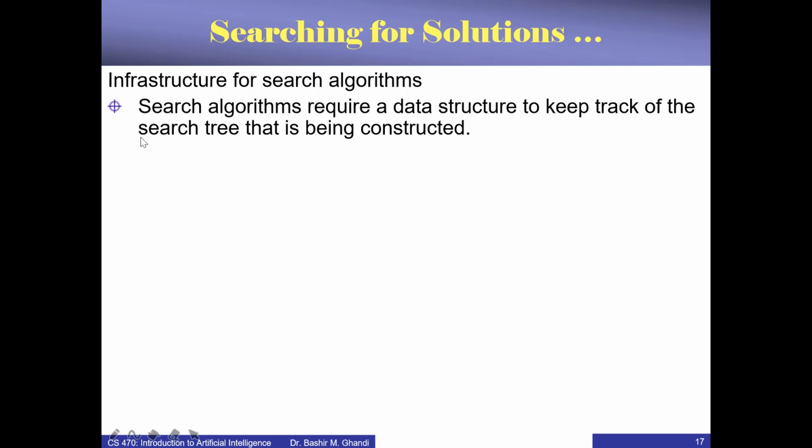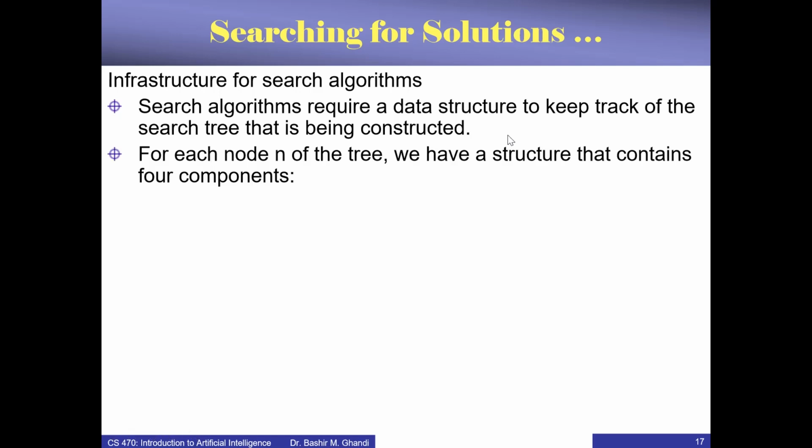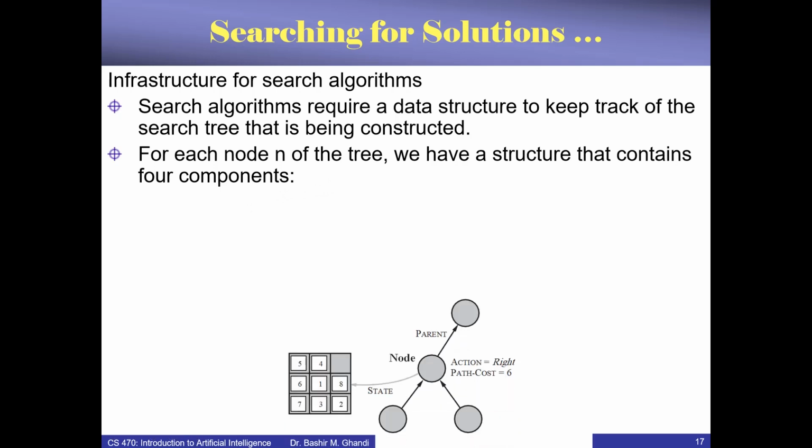It says here, search algorithms require a data structure to keep track of the search tree that is being constructed. For each node N of the tree, we have a structure that contains four components, as you see in this diagram. So what are the four components?